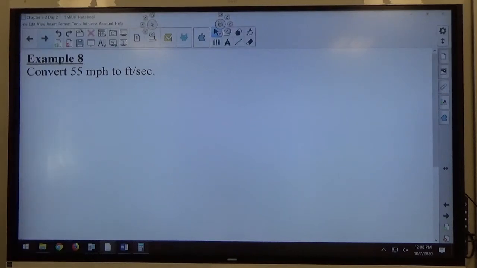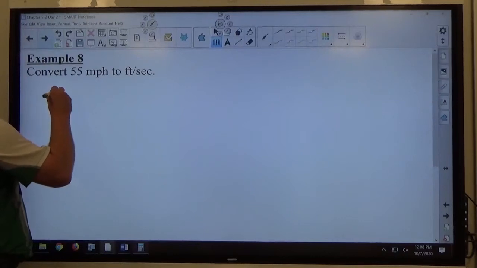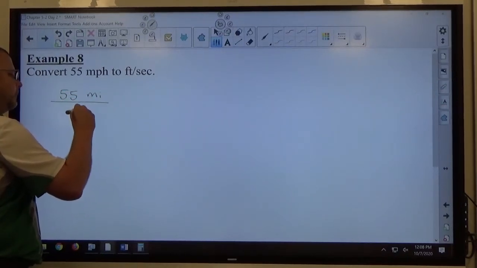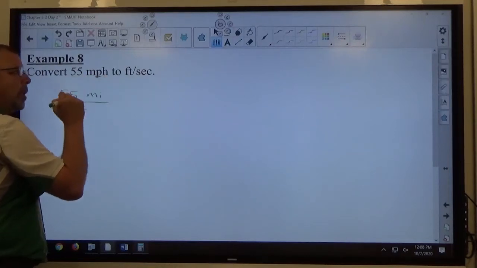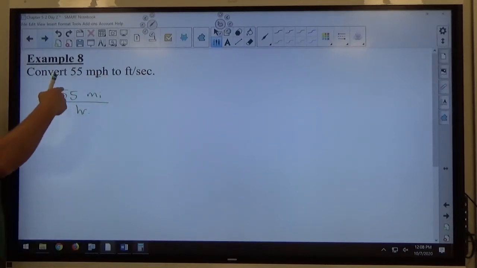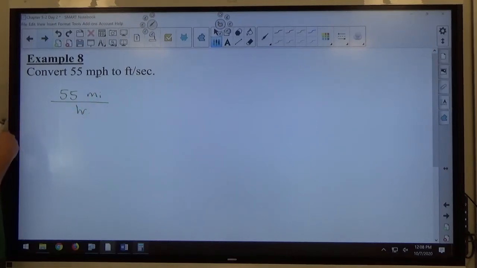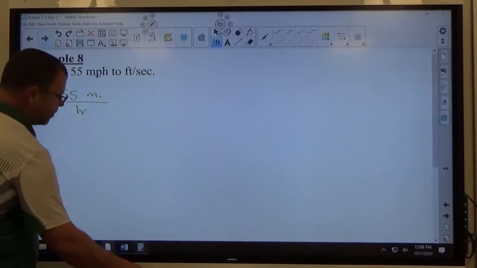Example 8. Convert 55 miles per hour to feet per second. And if we consider what 55 miles per hour looks like, the P means per, and when you see per something, that goes on the bottom. So 55 miles on top, per hour, hour goes on the bottom. It's very important, in our initial setup of the problem, that we get all the units in the right position, because that dictates where we're going to put our numbers when we start multiplying by these equality facts.